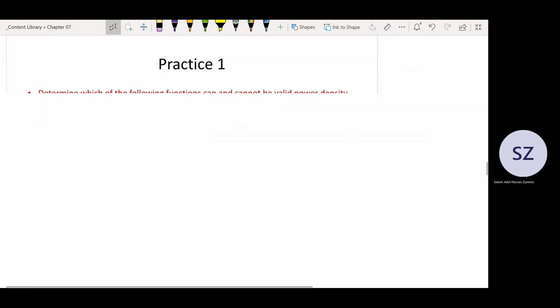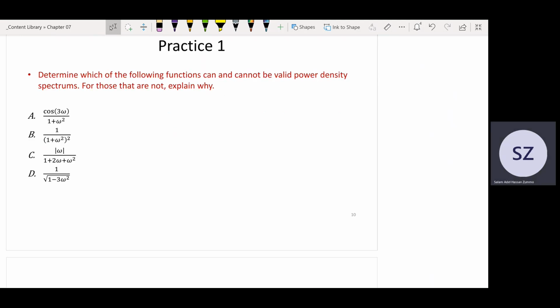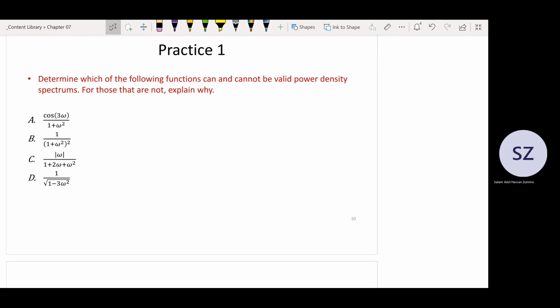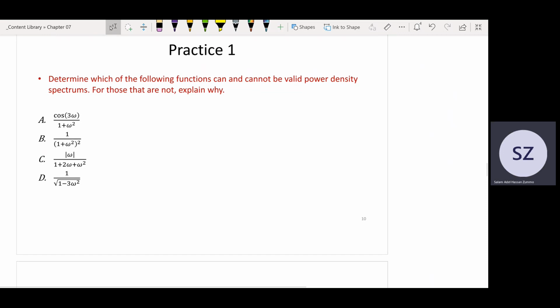Let's have a question. Now I'm giving you several PSDs and asking you which one could be a valid PSD or not, given the properties above. So the first one, what do you have? Valid or not valid? Why?